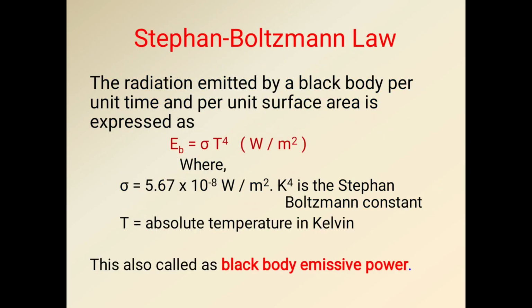First one, Stefan-Boltzmann law. The radiation emitted by a black body per unit time and per unit surface area is expressed as E_b equals sigma T to the power 4, the unit is watt per meter square, and the Stefan-Boltzmann constant, sigma, is equal to 5.67 times 10 to the power minus 8 watt per meter square Kelvin to the power 4. T is absolute temperature in Kelvin. This is also called the black body emission power.